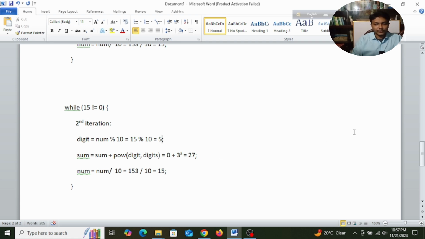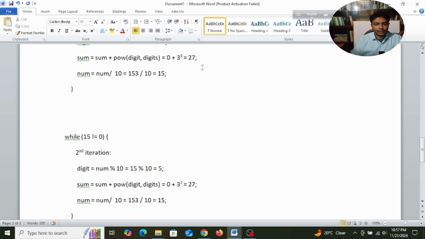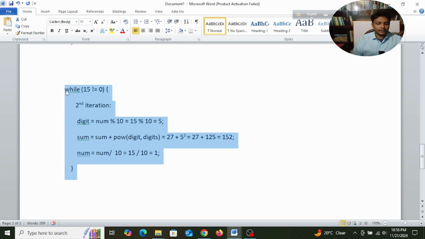Our previous sum was 27, right? So here in place of 0 we will have 27, and here we will have 5 cubed, right? So 27 plus 5 cubed means 125 plus 27, and the result is 152, right? And we have 15 divided by 10 equals 1, because 10 goes one time only in 15, and 5 would be the modulus, so we don't bother about this now.